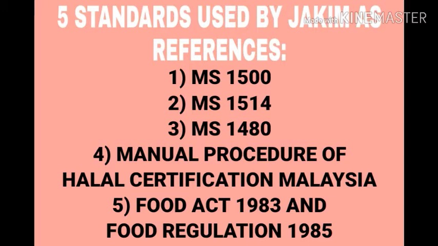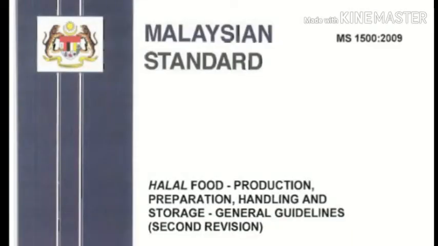Now, Aiman will talk about MS 1500. Assalamualaikum warahmatullahi wabarakatuh. My name is Muhammad Aiman bin Muhammad Diah from IC 2204B. Now, I want to explain about the Malaysian standard used by Jakim to determine the halal status of a product, which is Malaysian Standard 1500/2009, Halal Food Production, Preparation, Handling and Storage. Jakim uses this standard as a reference to determine the halal status of a product.